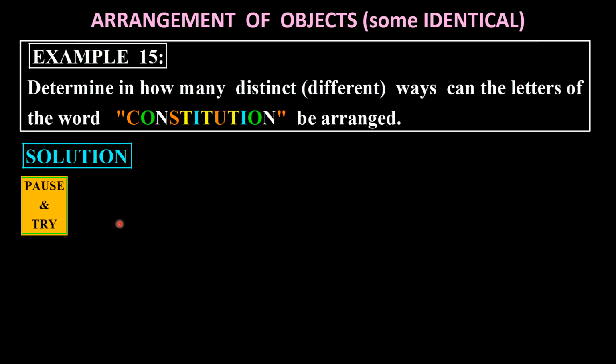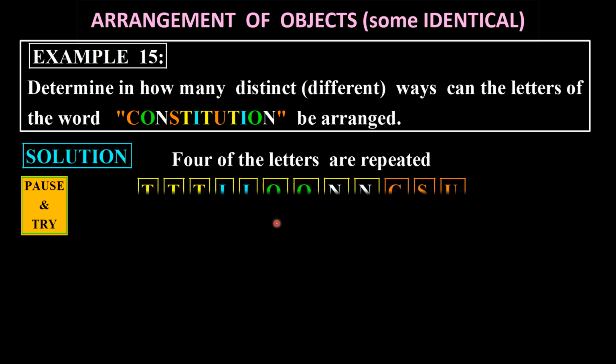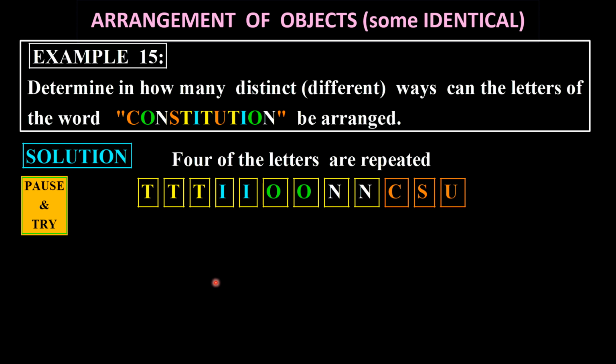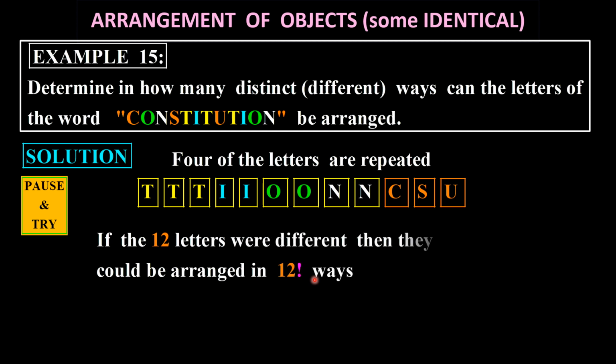As you can see, there are 4 letters that are repeated. There's the T, there are 3 of them, there are 2 I's, 2 O's, and 2 N's, and the letters C, S, and U are not repeated. There are 12 letters altogether. So if they were all different, we could arrange them in 12 factorial ways. Very good, 12 factorial ways. But we have to compensate for those letters that are repeated.